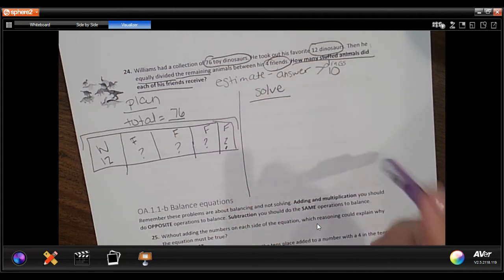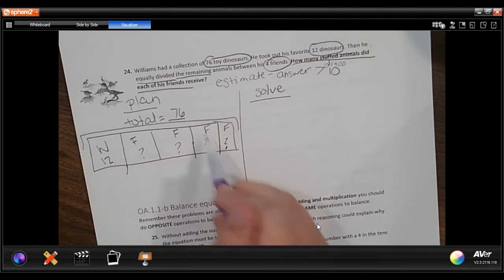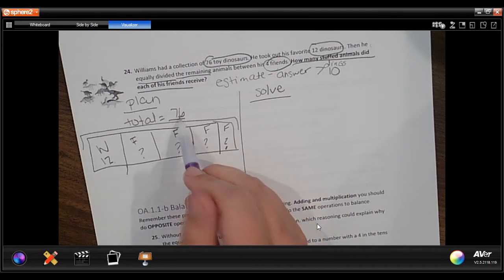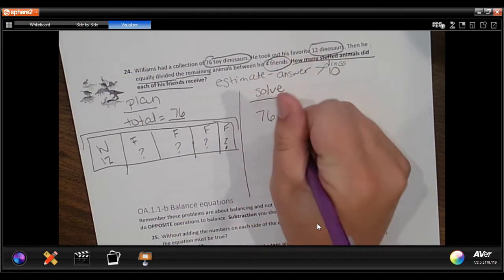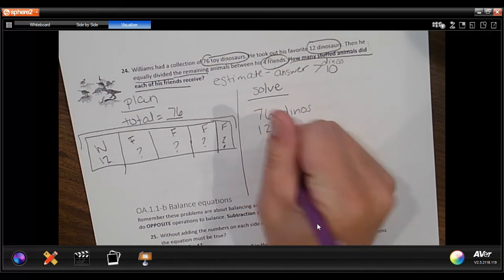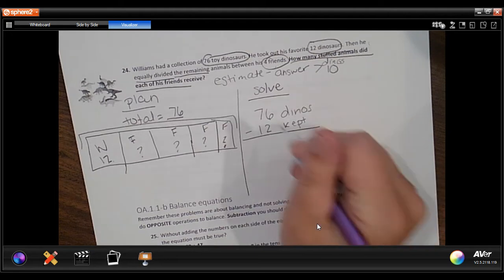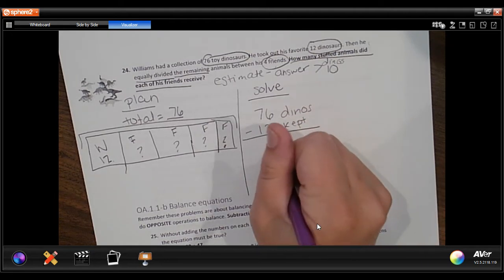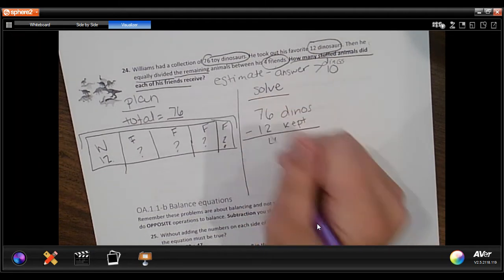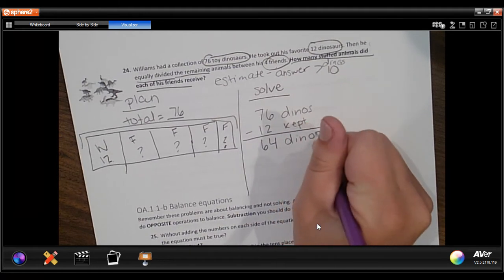So when I solve the problem, the first thing I'm going to do is figure out how many dinosaurs he's going to give to his friends total. So he has 76 dinosaurs. He kept 12 for himself. I'm going to subtract those two. 6 minus 2 is 4. 7 minus 1 is 6. So 64 dinos are going to go to his friends.